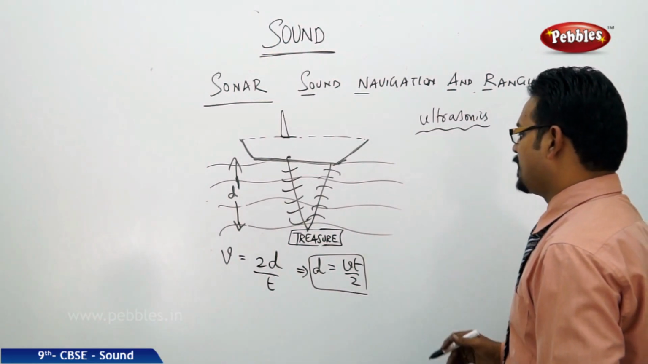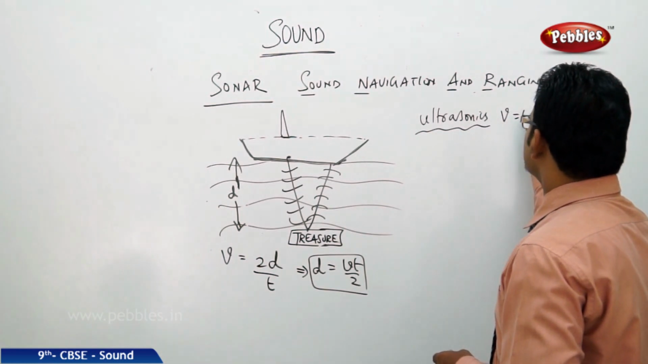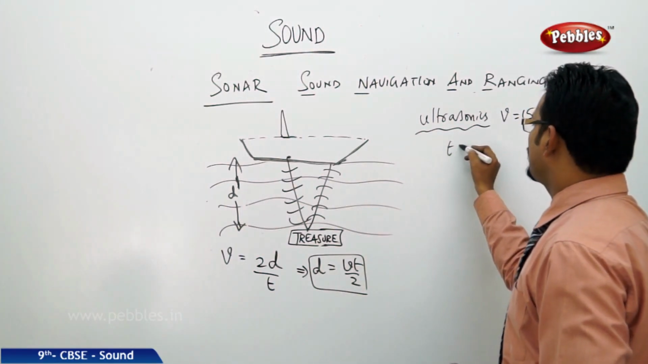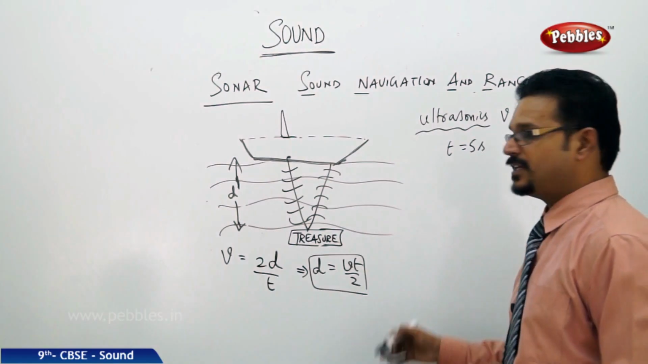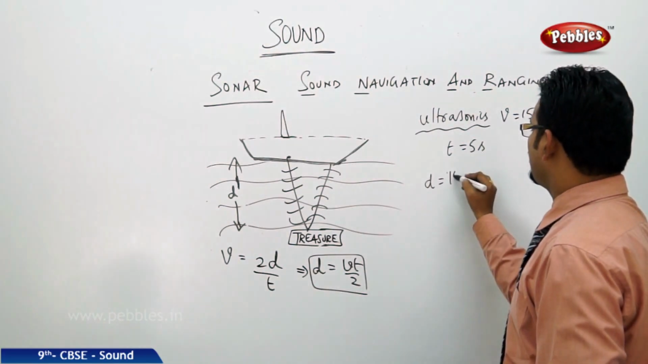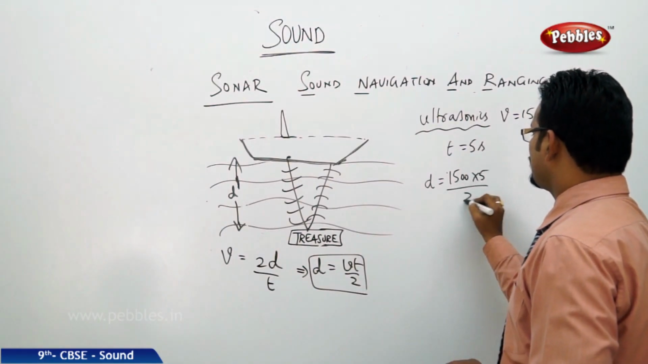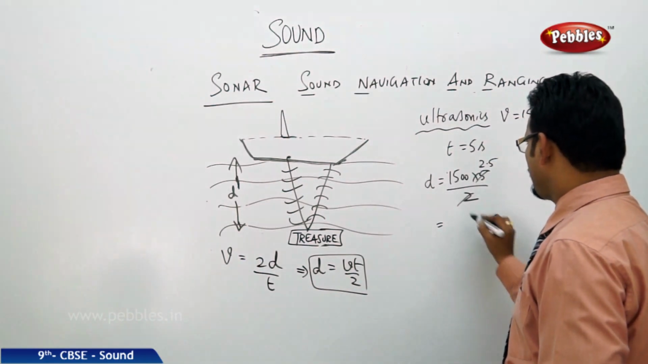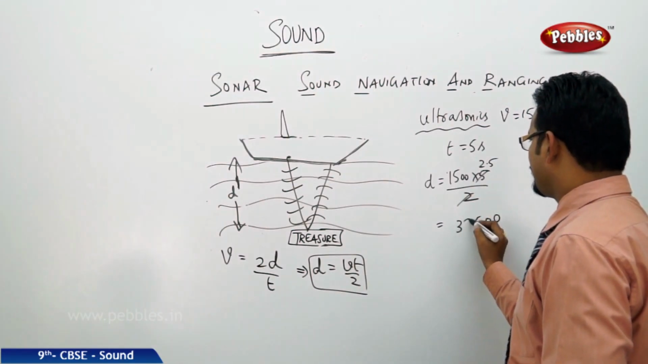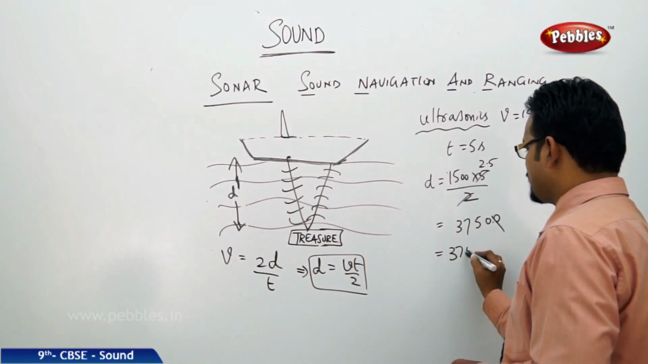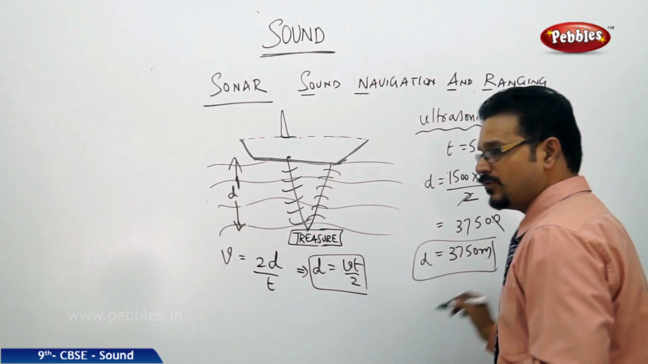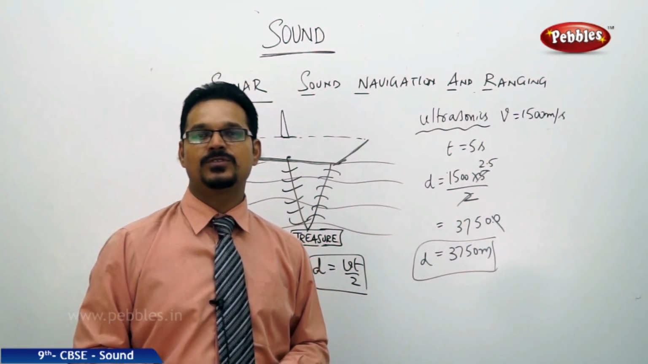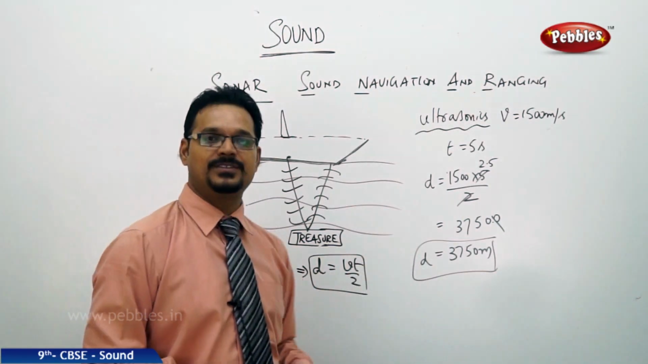So they send ultrasonic waves, and the speed of ultrasonic waves is, say, 1500 meters per second in water. Suppose in this example t equals 5 seconds. Then what is the depth of the sea? d equals vt by 2, 1500 into 5 by 2. Simplifying, the answer is 3750 meters. That is how the machine calculates. This is the mathematics we use on the board, but the machine is programmed so that it automatically calculates and shows the distance.